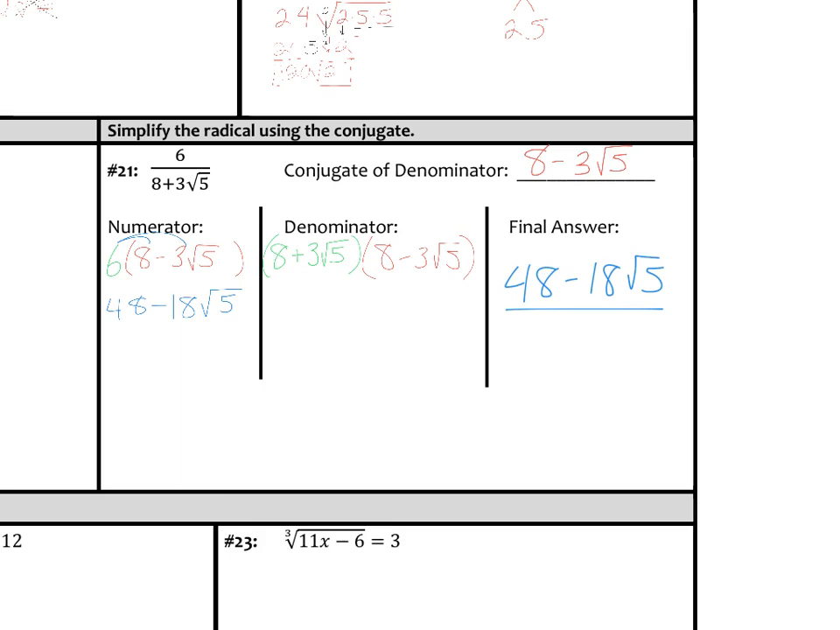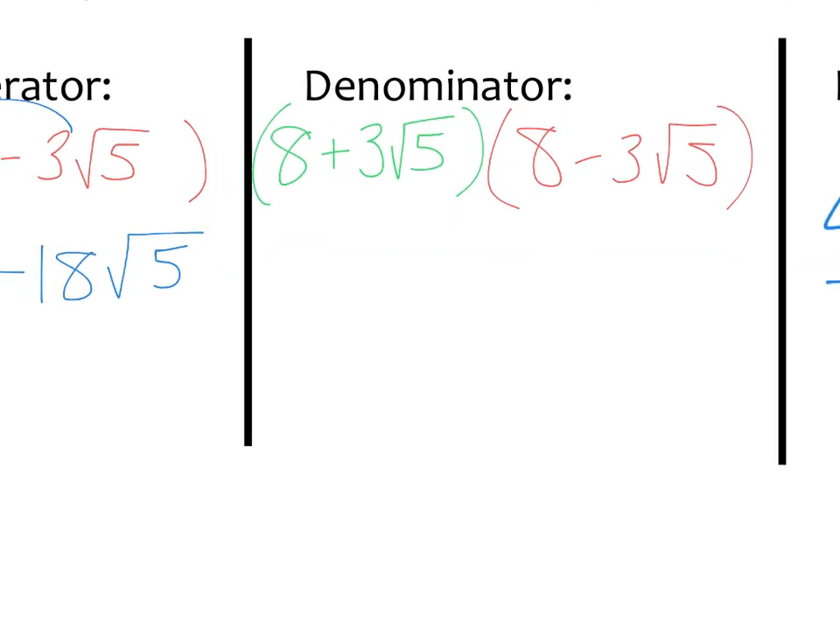Focus on the denominator now. This is going to reduce a lot prettier than it looks. It looks kind of terrible because we have 2 terms times 2 terms and we've got some square roots, but we will just get one number for our final answer on this. Let's multiply 8 times 8, 64. 8 times negative 3 root 5, outside times outside is negative 24, and keep the root 5. Then 3 root 5 times 8 is positive 24 root 5, outside times outside, and keep the root 5.